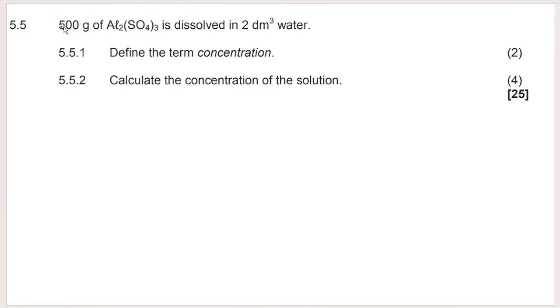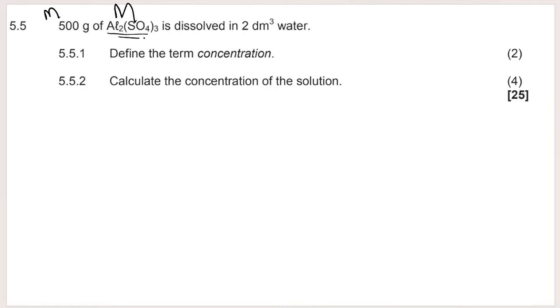Then we've got 500 grams of our aluminium sulfate dissolved in 2 cubic decimeters of water. So we've got a mass, that's giving me mass. We know the molar mass of this thing, we worked it out earlier. And they say that we dissolved it in water. So this is a solute dissolved in our solvent. This is volume. They want us to first define concentration.